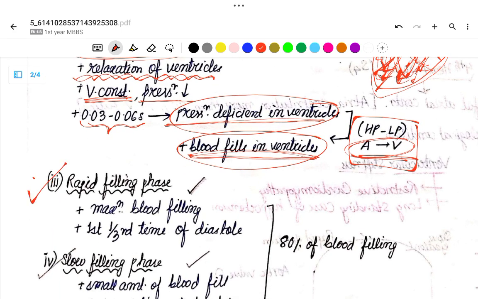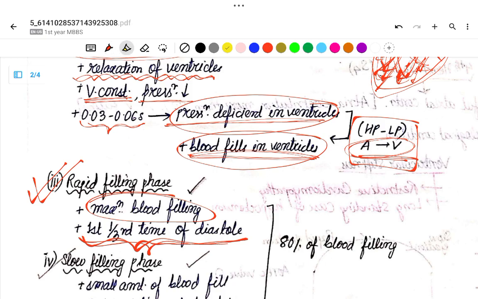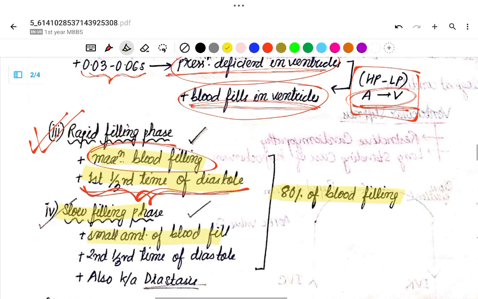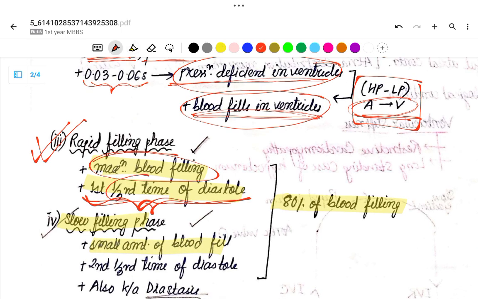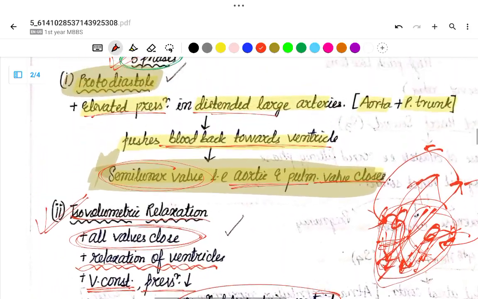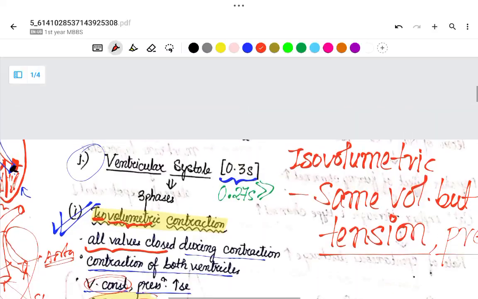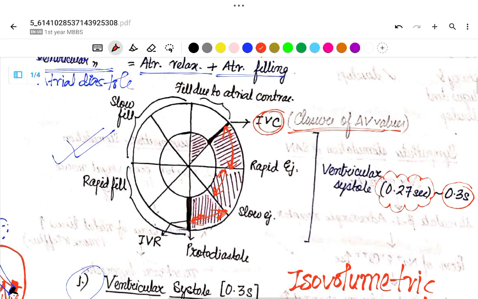In the rapid filling phase, maximum blood filling occurs, in the first one third of the time of diastole. 80% of blood filling occurs in the rapid filling and slow filling phases. Whose diastole? The diastole is of the ventricles, not the atria. This is the ventricular diastole.